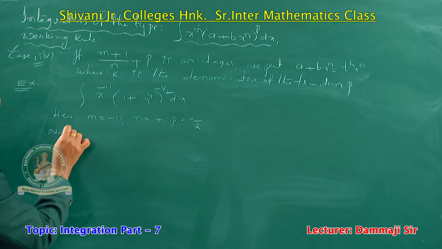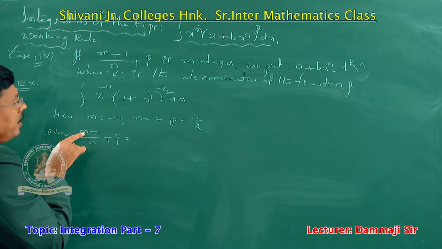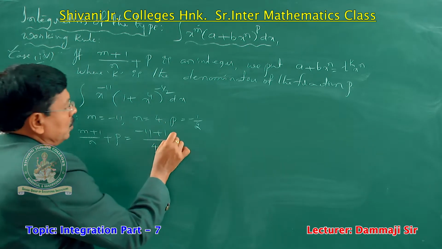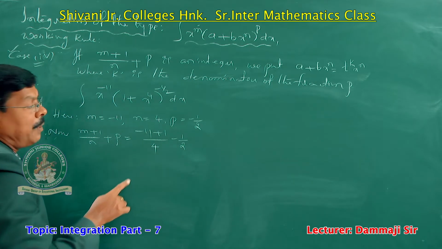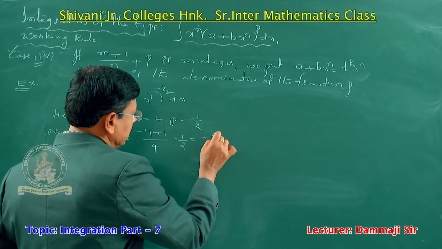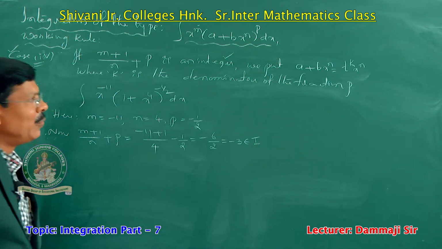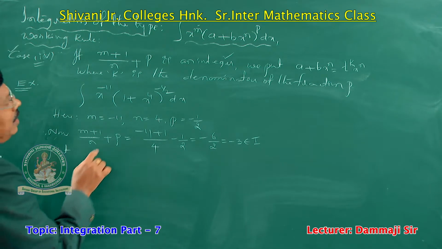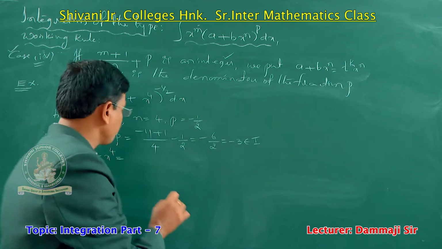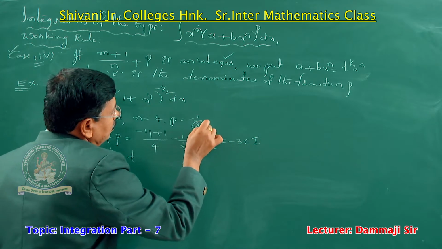Now we can observe m plus 1 by n plus p. You can check its result: in place of m, minus 11 plus 1 by 4, and in place of p, minus 1 by 2. What about its total result? Minus 10 by 4, so minus 10 by 4 is minus 5 by 2, minus 6 by 2 is minus 3, which belongs to integer. Okay, fine. Next we have the process. You can observe the total 1 plus x power 4. What about t power k? k is nothing but the denominator of the fraction.